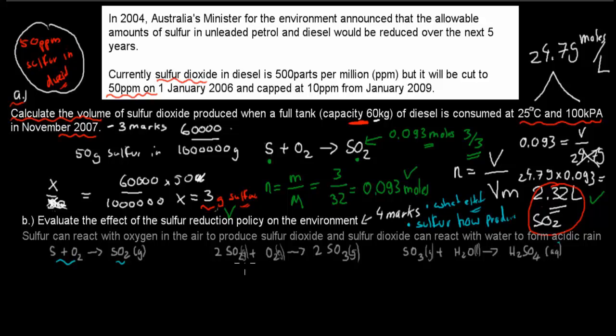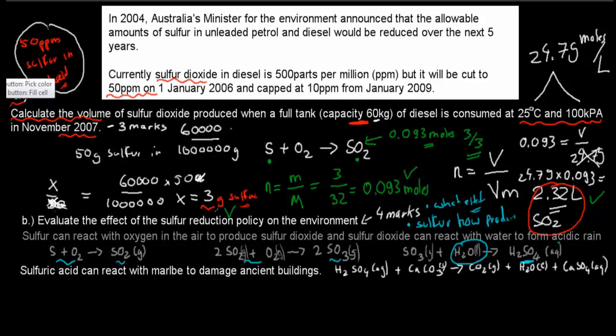Then we can go from sulfur dioxide to sulfur trioxide, and sulfur trioxide can come in contact with water, H2O, to form sulfuric acid. And the reason why that's important is because now we've established that sulfur can lead to sulfuric acid, and then we can talk about what sulfuric acid itself does in terms of the body and the environment. That's what I'll do now.